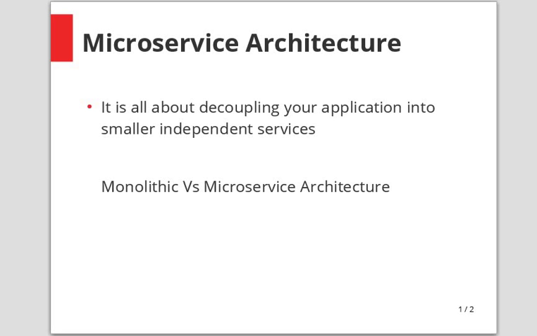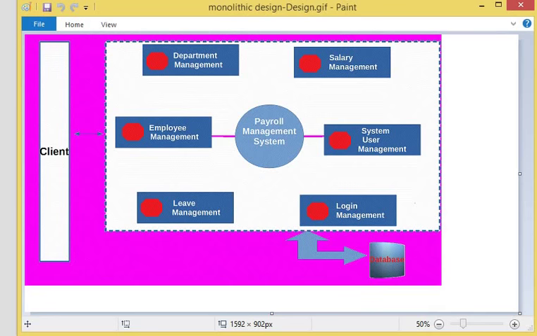To better understand what a microservice architecture is, it is good we talk about a monolithic architecture, which is the direct opposite of a microservice architecture. In a monolithic architecture, our system is seen as a single unit with different modules. So we could have the department management module, the salary module, system user management, login management, leave management, and employee management in an entire payroll management system.